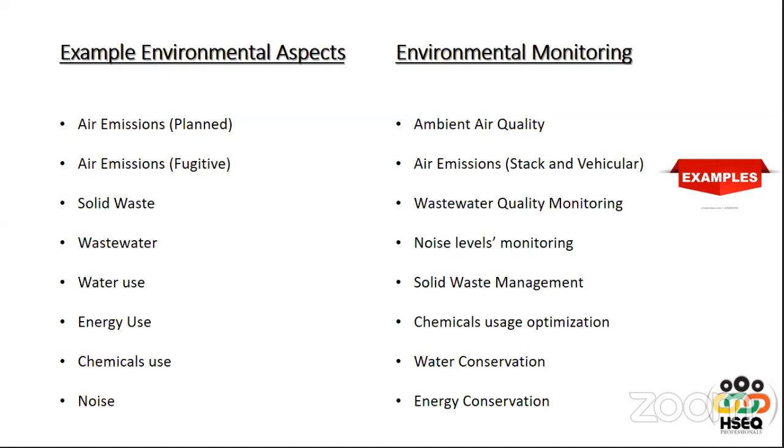You must be carrying out environmental monitoring in your company, both internal and third-party monitoring. Generally, these monitorings include ambient air quality monitoring, in which you monitor parameters like oxides of sulfur, oxides of nitrogen, carbon, particulate matter, and heavy metals. And similarly, you monitor air emissions from stack and vehicles. From stack, generally you monitor parameters like oxides of sulfur, nitrogen, carbon, particulate matter, and smoke.